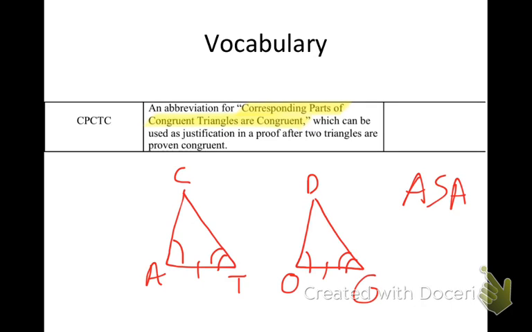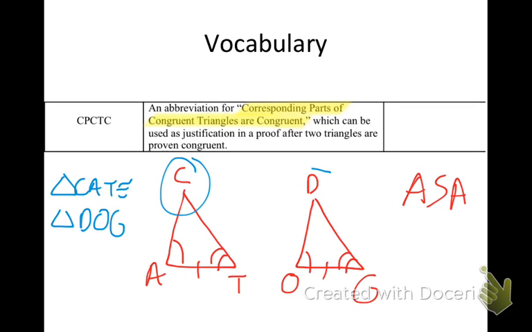What CPCTC stands for is that if I know these two triangles are congruent, for example triangle CAT is congruent to triangle DOG, then the corresponding parts of those triangles are also congruent. So if the triangles are congruent, C and D are now congruent. Would you agree with that? Yeah. Okay.